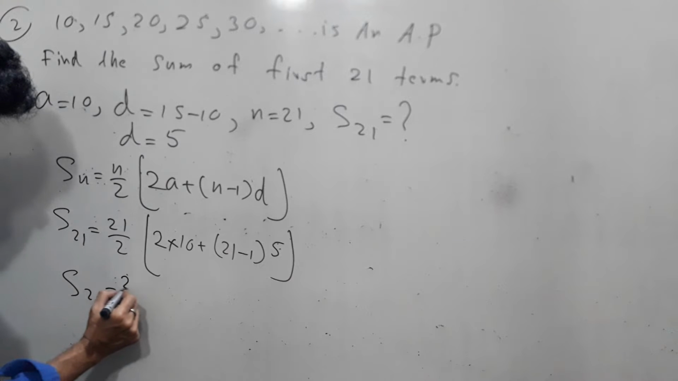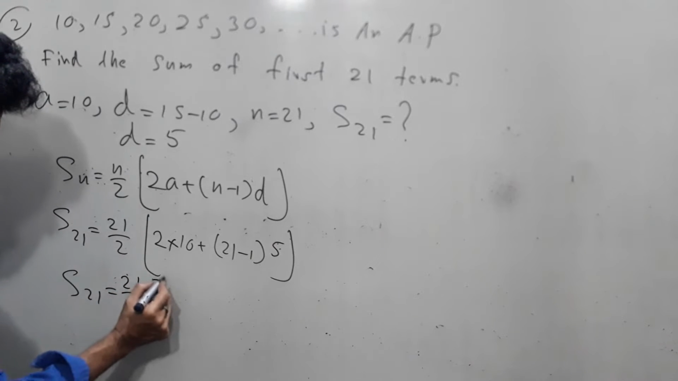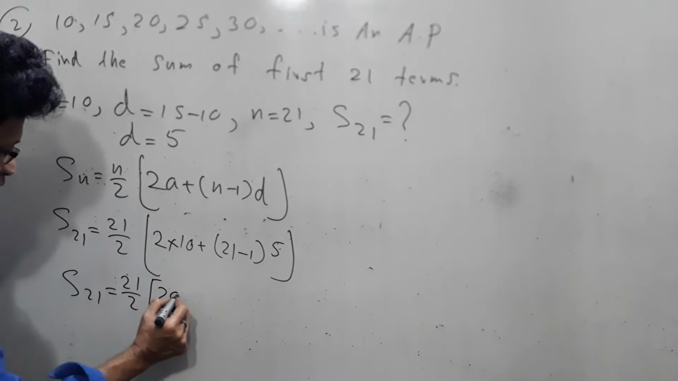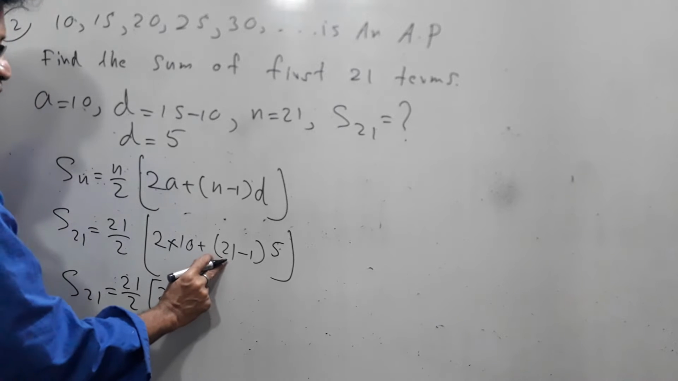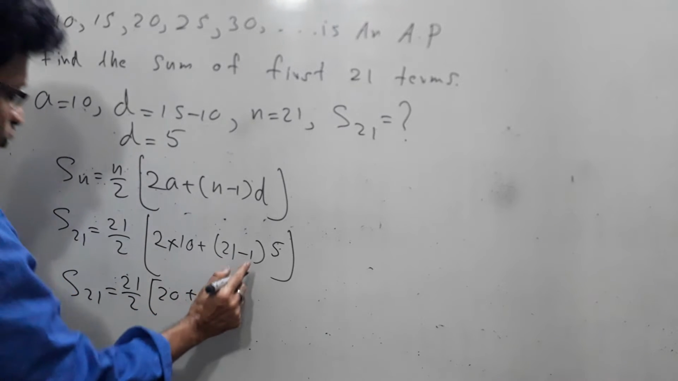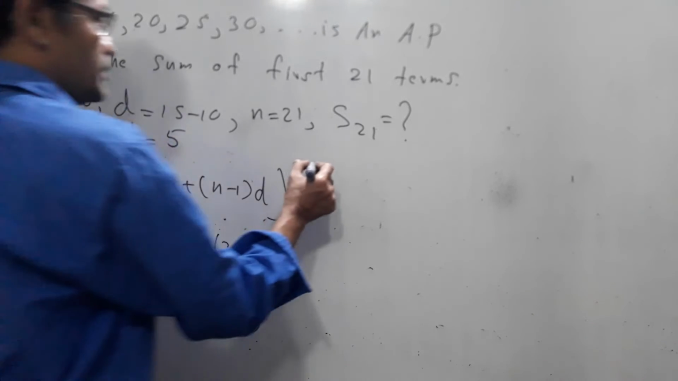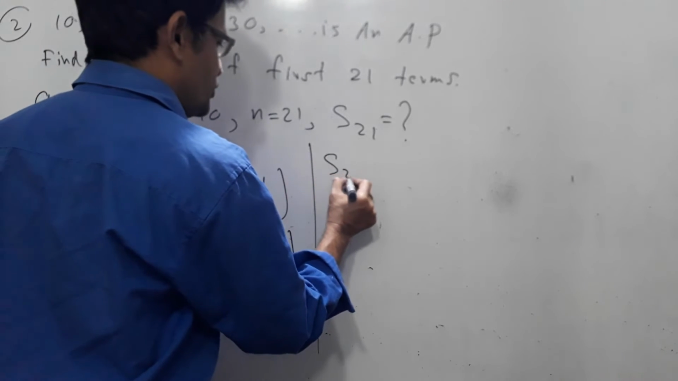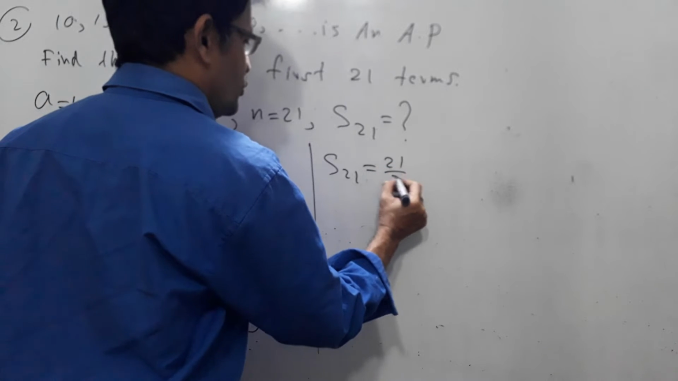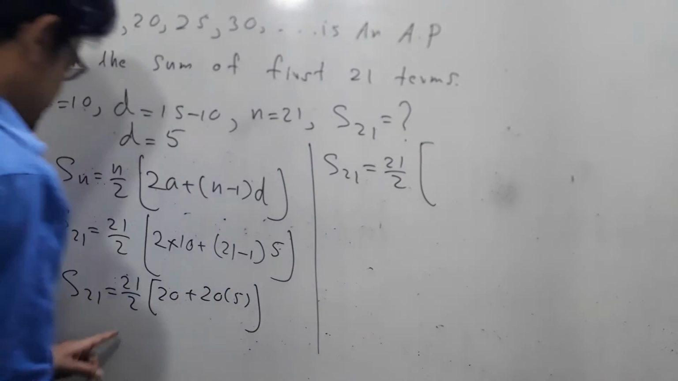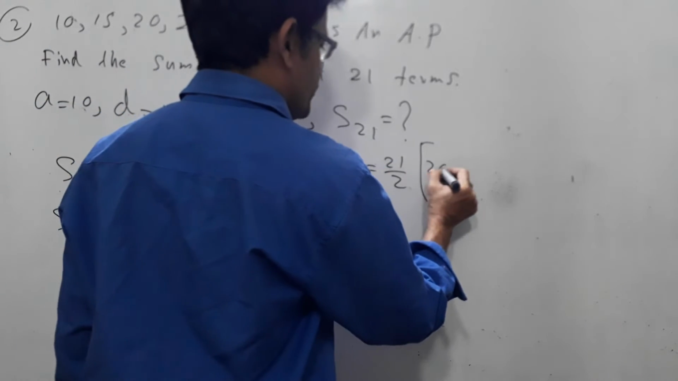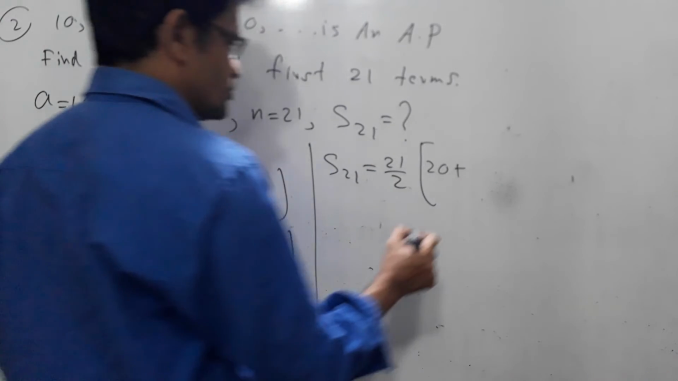S21 equals 21 over 2 bracket 2 into 10, which is 20, plus 21 minus 1, which is 20, 20 into 5. That means S21 equals 21 over 2 bracket 20 plus 20 into 5, and 20 into 5 is 100.